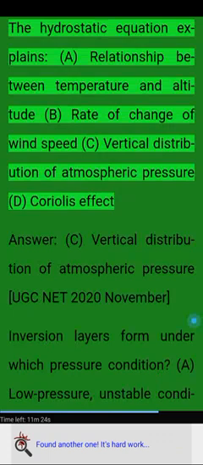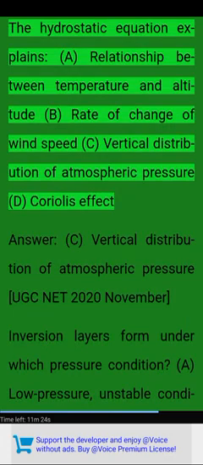UGC NET 2018 July. The hydrostatic equation explains: A. Relationship between temperature and altitude. B. Rate of change of wind speed. C.